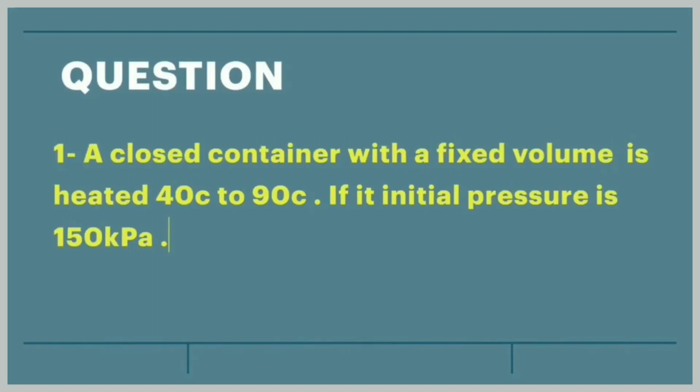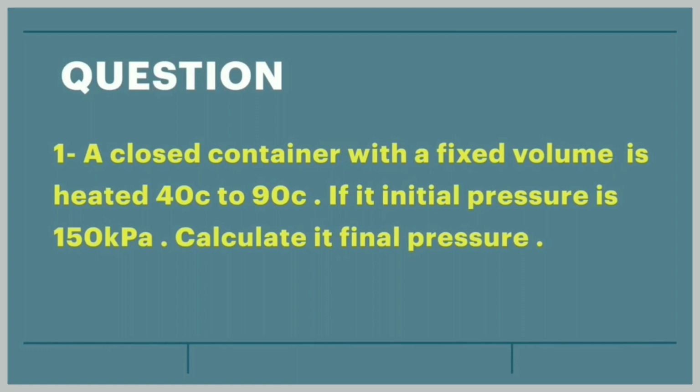Okay, so now for the question part. Let's take a look at the question. A closed container with a fixed volume is heated from 40 Celsius to 90 Celsius. If its initial pressure is 150 kilopascal, calculate its final pressure. So, let's take a look at the solution.